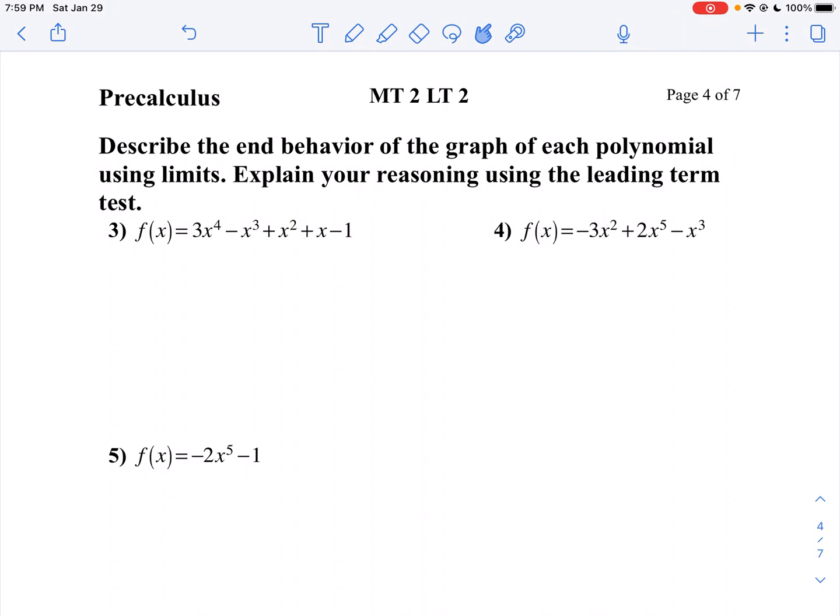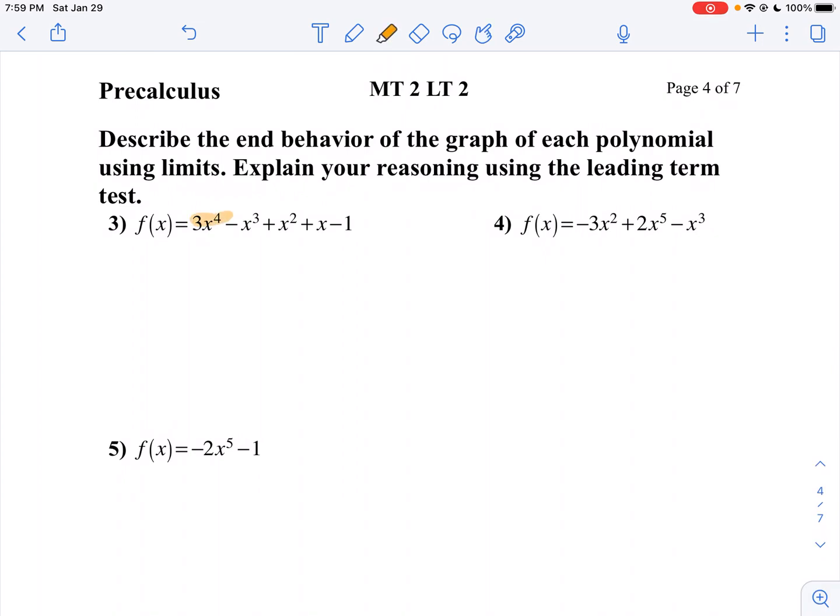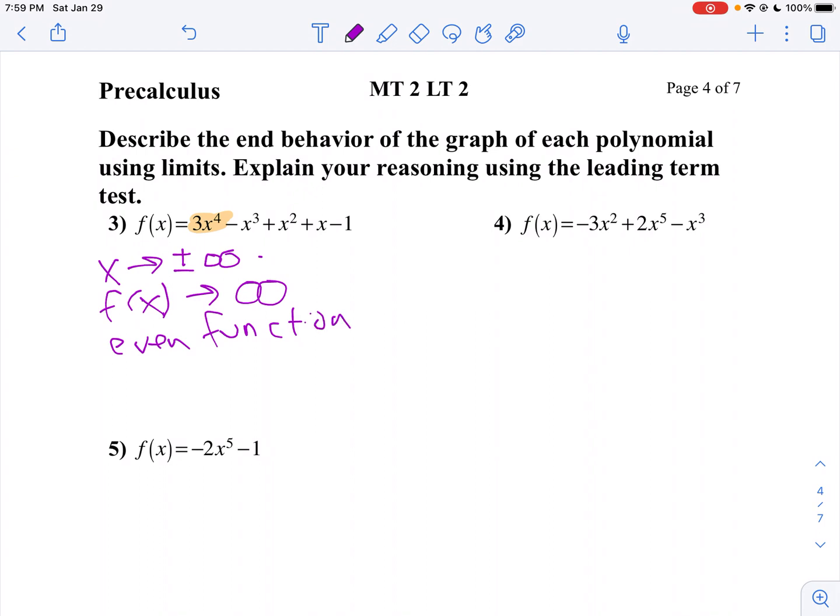So I want to describe the end behavior. I notice my leading term here is x to the fourth power, okay, and it's positive. So I know as x approaches positive or negative infinity, f of x is going to approach positive infinity, because it's an even function with a positive leading coefficient. That's how I know that.